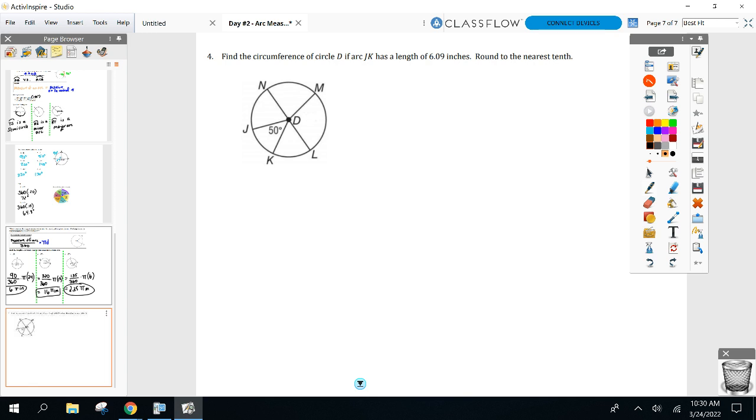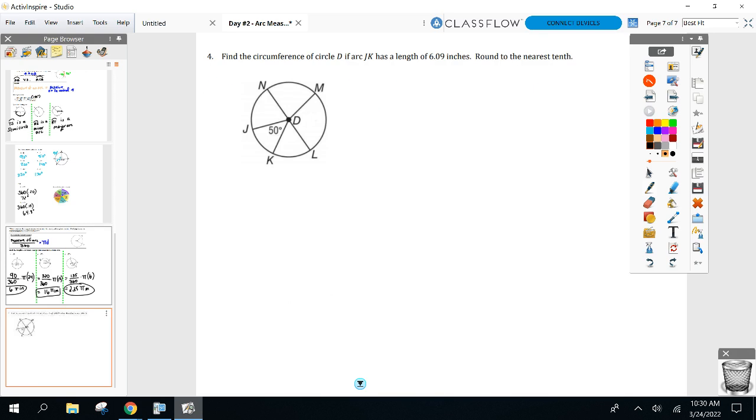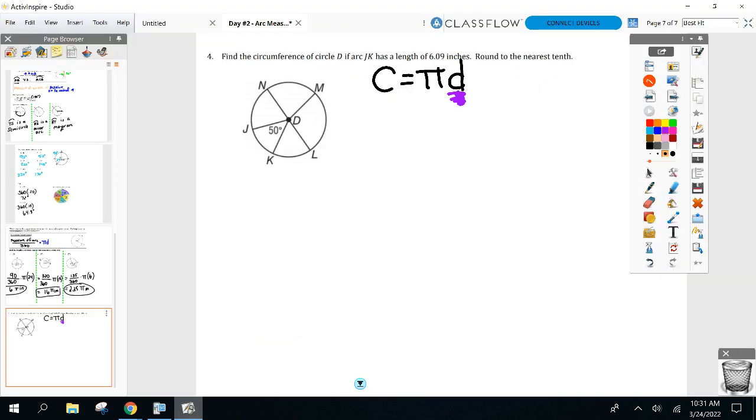Find the circumference formula. The circumference formula I'm going to need: pi d. What's the only value I need here for circumference? Diameter. So somehow in this problem, I need your help finding the diameter. 6.09. What does that 6.09 represent? Length, right? I'm giving you the length now, not asking you to find it like the last 3 problems.